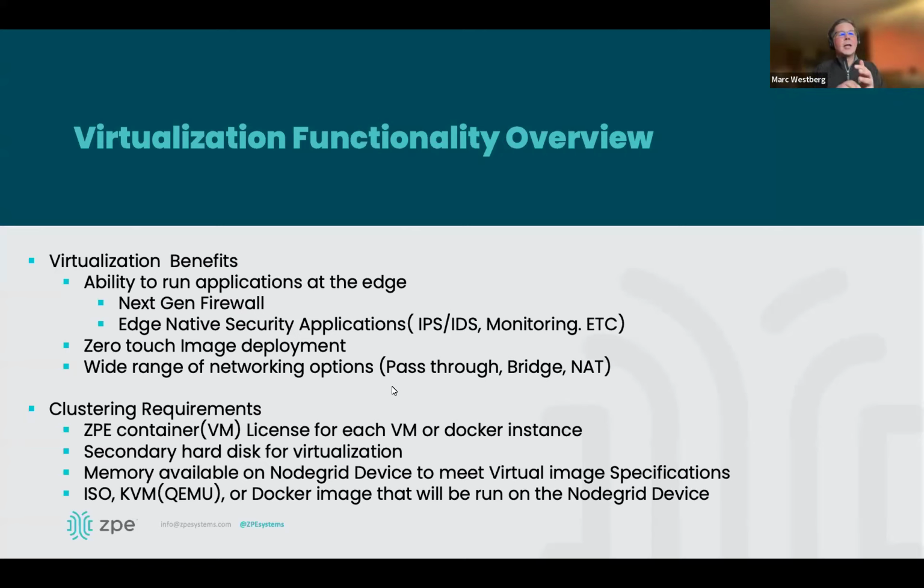And then there's a wide range of networking options, so we can pass through an Ethernet or a Wi-Fi card or cellular. We can bridge the connections to another Ethernet or another device, or we can have the native interface pushed directly through to the virtualized machine. And then we can also do network address translation, which is the default within the virtualization.